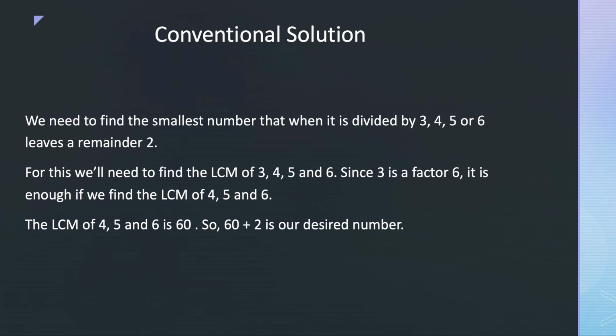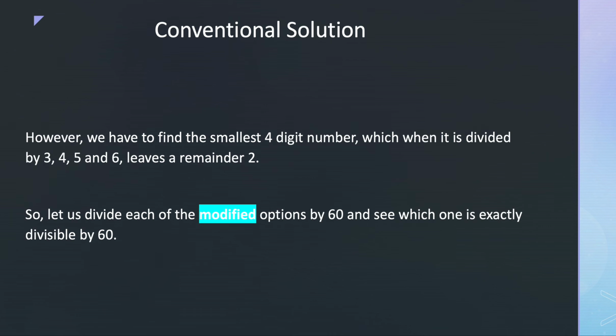Now let's move on to the conventional solution. We need to find the smallest number that when it is divided by 3, 4, 5 or 6 leaves a remainder 2. For this, we'll have to find the LCM, the least common multiple of 3, 4, 5 and 6. Since 3 is already a factor of 6, we can ignore it and it's just enough if we find the LCM of 4, 5 and 6. The LCM of 4, 5 and 6 is 60. So 60 plus 2 is our desired number.